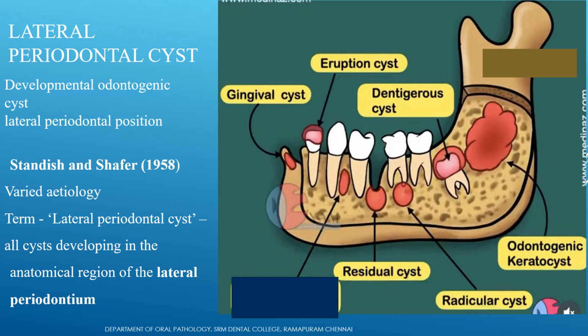Lateral periodontal cyst. Lateral periodontal cyst is a developmental odontogenic cyst and it occupies the lateral periodontal position. The term lateral periodontal cyst has various etiologies, all these cysts developing in the anatomical region of the lateral periodontium.